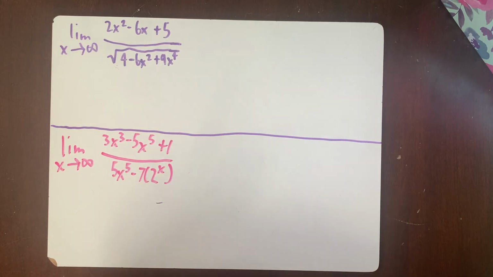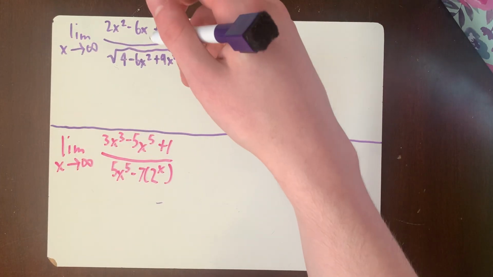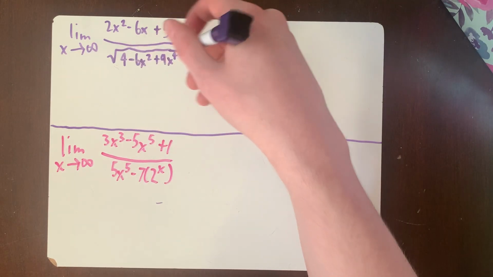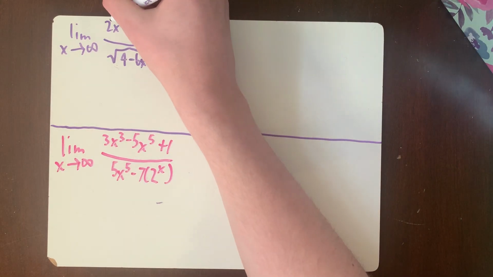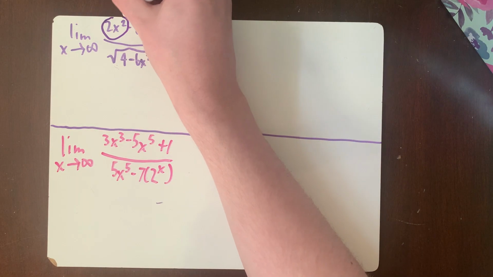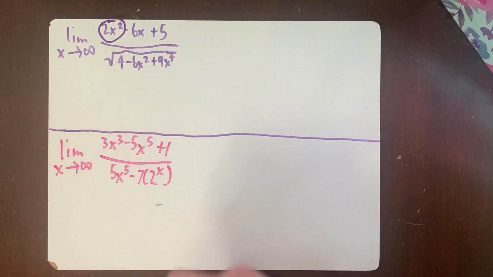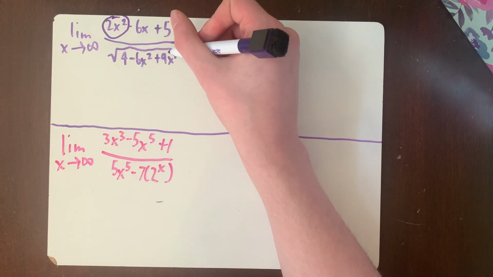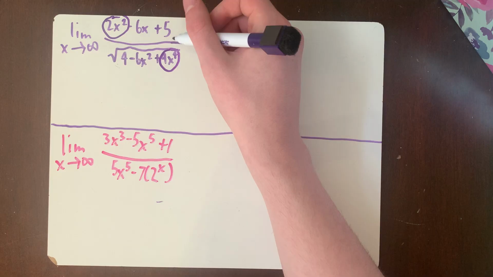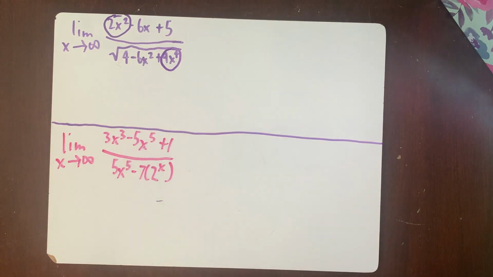So the first thing we need to do is recognize what our leading terms are, because these will determine whether the numerator or denominator will go to infinity. So our leading term on the numerator is 2x squared. And then our leading term here is the 9x to the fourth. But because this is within the root, we need to find a way to reduce that.